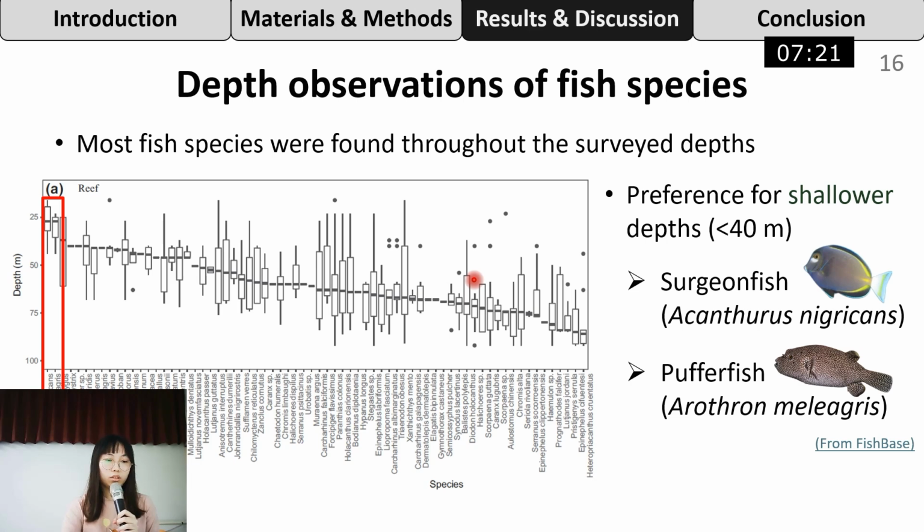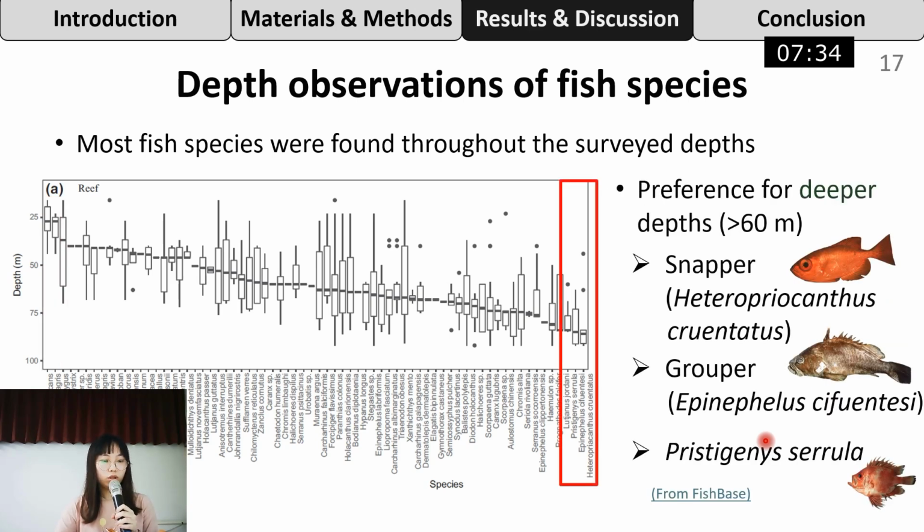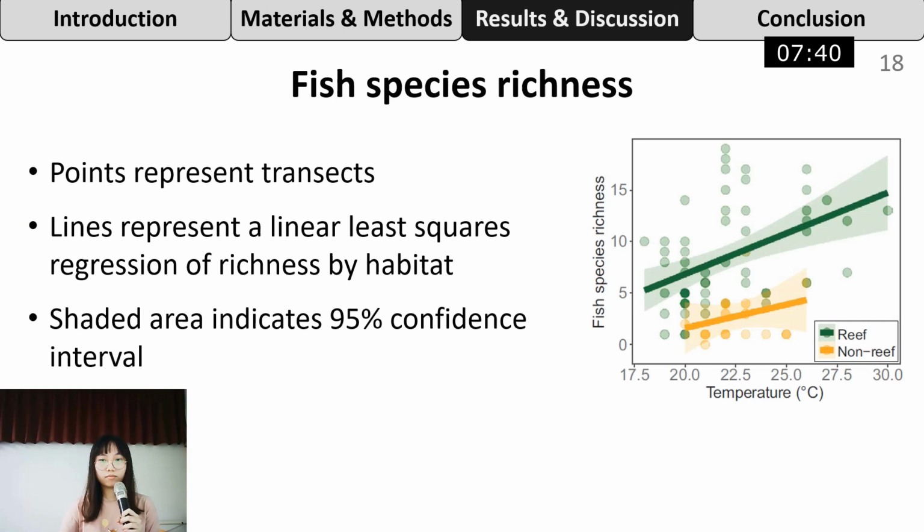Most fish species were found throughout the survey depths. However, some fish species prefer shallower depths, such as surgeonfish and pufferfish. And some fish species prefer deeper depths, such as snapper, grouper, and other related species.